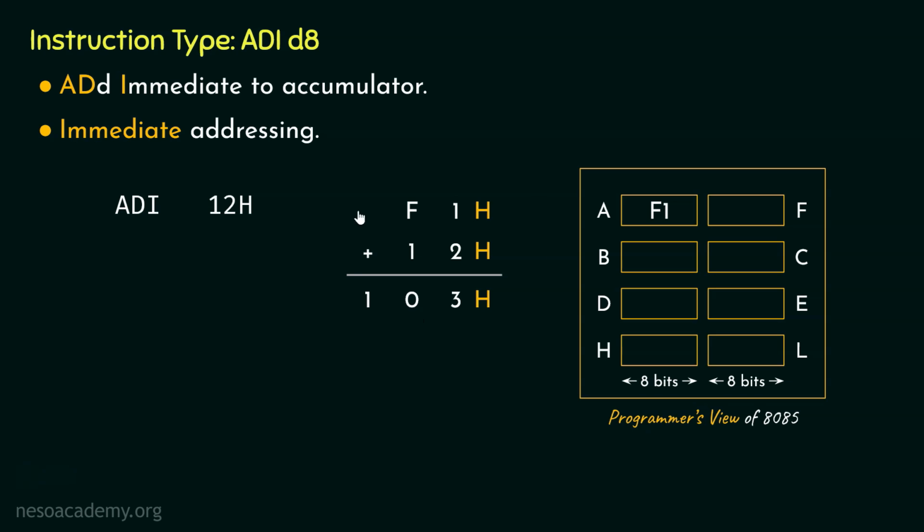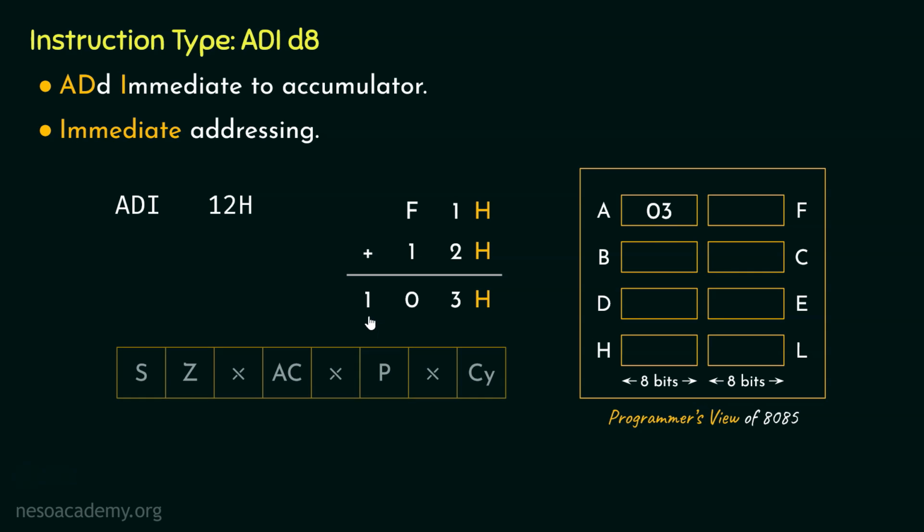Now once this addition is performed, thereafter the result, that is 03, which is of 8 bits, is going to be stored inside the accumulator register. Additionally, we have got a carry in here. Therefore, in the flags register, the bit position number 0, or the least significant bit, is going to be set. So this is how the ADI D8 instruction is going to work.